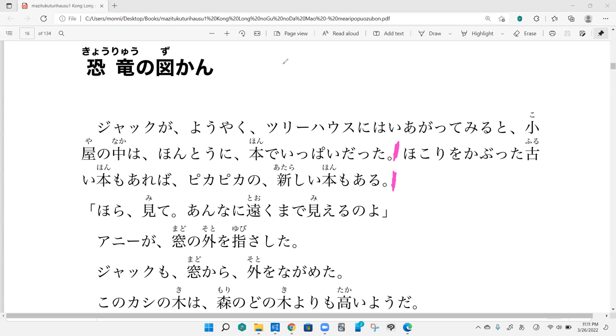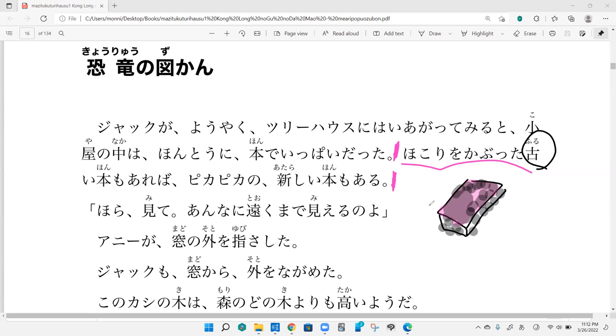Nice. Do you remember what pika pika meant? So is it just a sound effect? It is a sound effect, but it has a meaning. So like sparkly. Yeah, perfect. So what does hokori o kabutta mean? Kabutta. What could that be? Is it the cover? Kabutta means to cover, like the verb to cover something. But hokori, what was it? Hokori means dust. So we have dust.